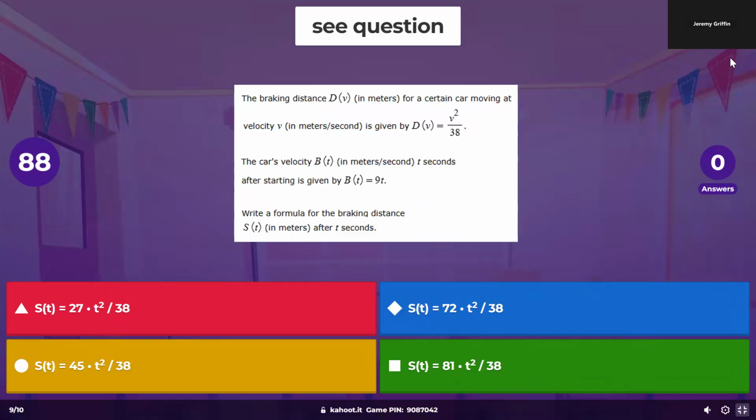The braking distance of a certain car moving at some speed, distance as a function of velocity, is v squared over 38. The car's velocity as a function of time is velocity equals 9 times the time. Write a formula for braking distance as a function of time. This is a composite function. So you have distance as a function of velocity, which is v squared over 38. You have velocity as a function of time. They changed the notation. I don't know why, but they did, so I just left it.